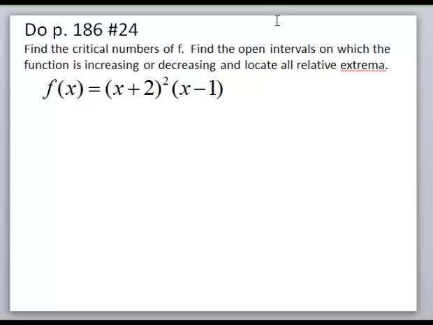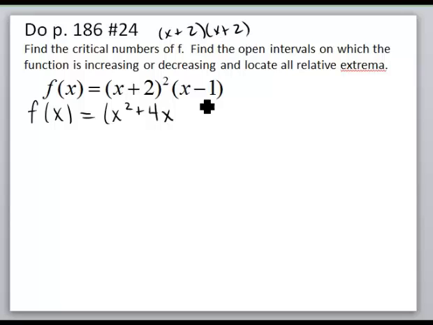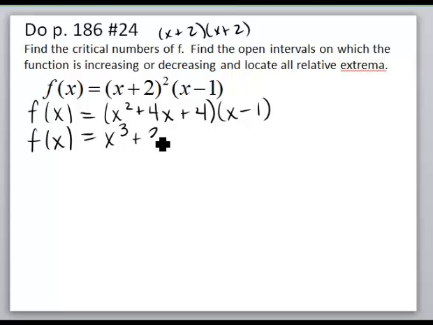What I was getting ready to say is I think it's easier on this one to actually not use product rule and just go ahead and multiply what is x plus 2 times x plus 2. Multiply this out. So I'm going to go ahead and do that. I get x squared plus 4x plus 4, and then I have x minus 1. When I multiply these together, I end up getting x cubed plus 3x squared minus 4.